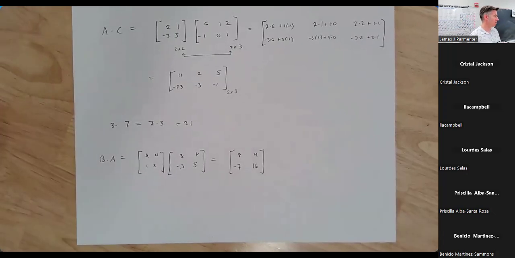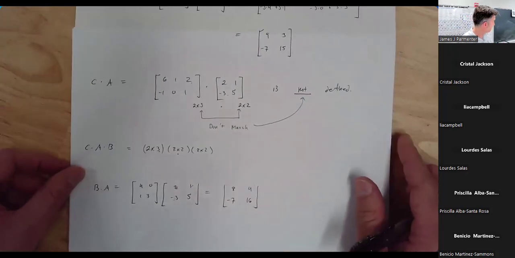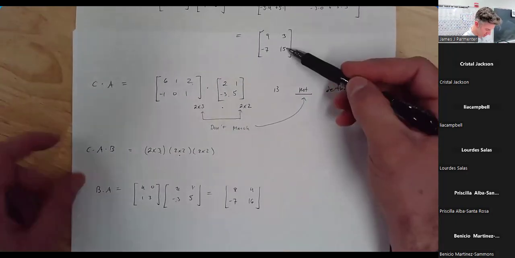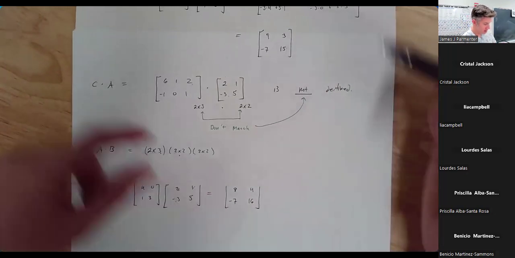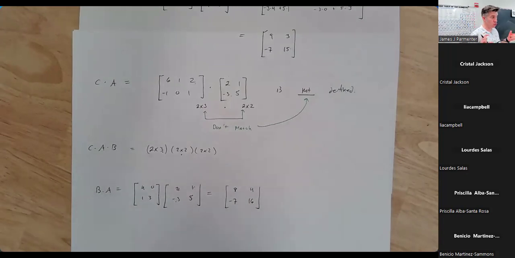There's my resulting product. And look, that is for sure not the same as A times B. There's A times B up there, and B times A down there. So it is generally true that when you multiply matrices in the opposite order, you do not get the same result.